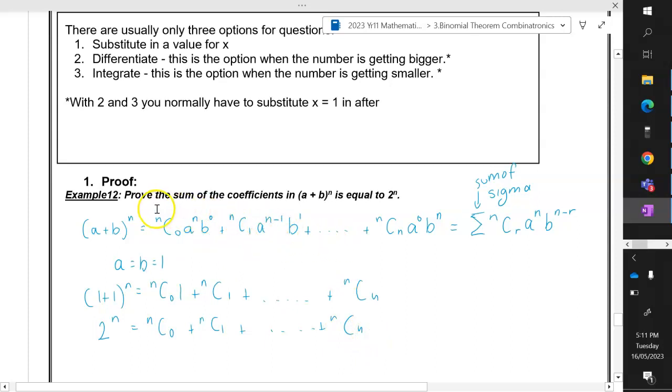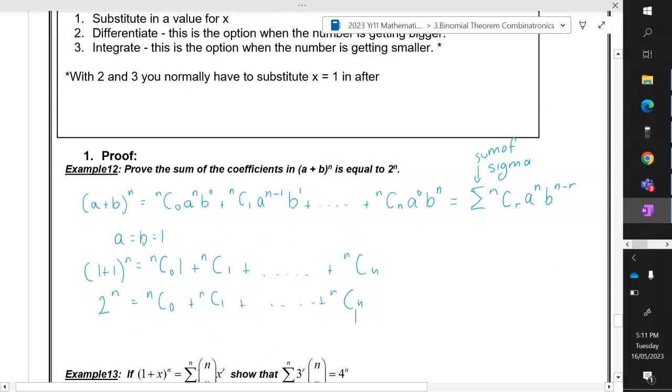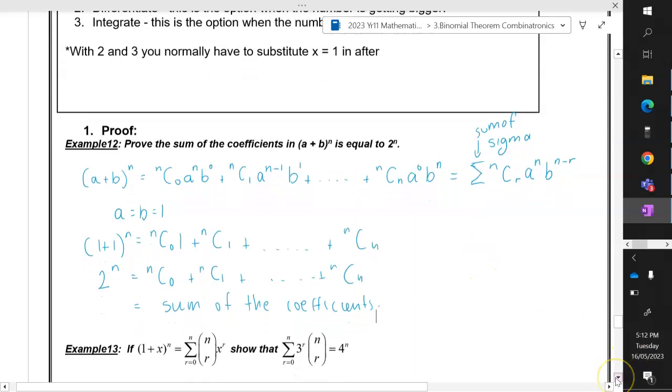So what did we want to prove? Let's check we've done it. Prove that the sum of the coefficients of (a + b) to the n, yep, we've got that, is equal to 2 to the n. So we've actually proved it. I'm just going to write in there, is equal to the sum of the coefficients. So it's just a beginner style proof. They'll get a lot harder as we go through. But let's see how we go with our next one.